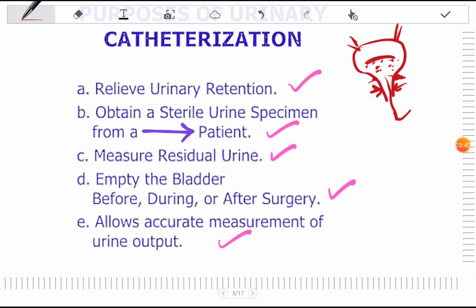So next is to obtain a sterile urine specimen from a patient. We know that the area around here is all sterile field and all that. So to obtain a sterile urine specimen. Then to measure residual urine, we have already talked about it. Then to empty the bladder before, during or after surgery.